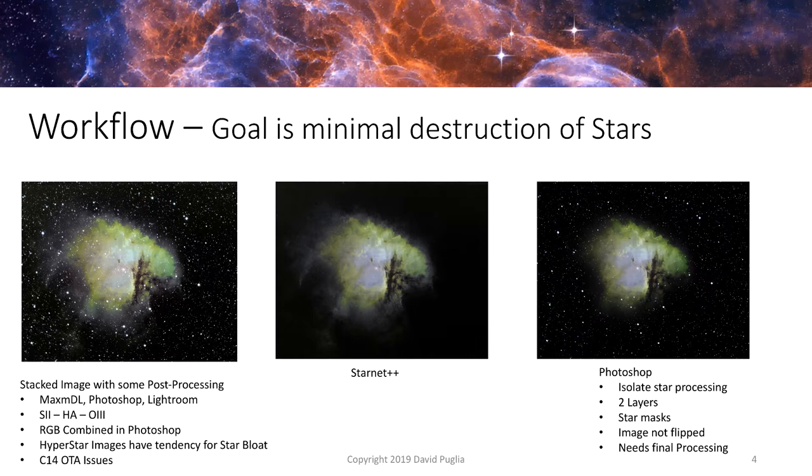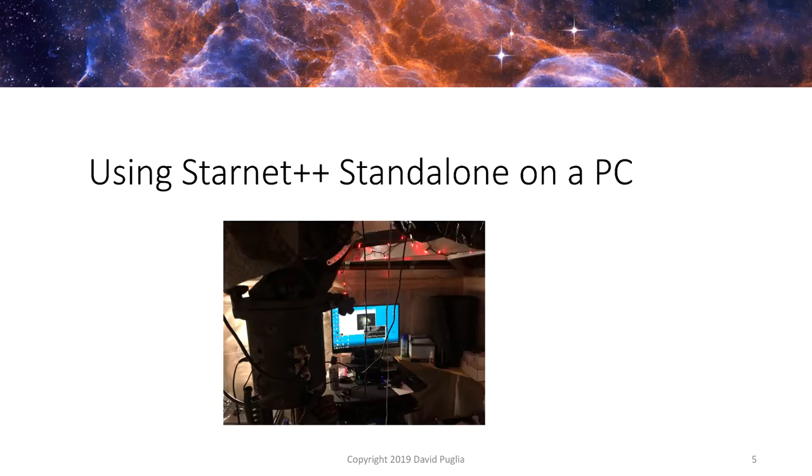So what we do is we start with a stacked image. On the left-hand side, this is a pre-processed image. I've stacked it in MaximDL. You can use just about anything, really. I've done a little bit of Photoshop and Lightroom work to get to where it is. It's a Hubble palette. I don't have the colors right yet, but for this demonstration, we're just going to use it as is. And then on the right-hand side, what we're going to show is, when we get to isolating the stars, we're going to use a one-layer mask, not a two-layer mask, to create a star mask. As you'll notice, the image isn't flipped and it really needs final processing, but we're going to concentrate on the star processing.